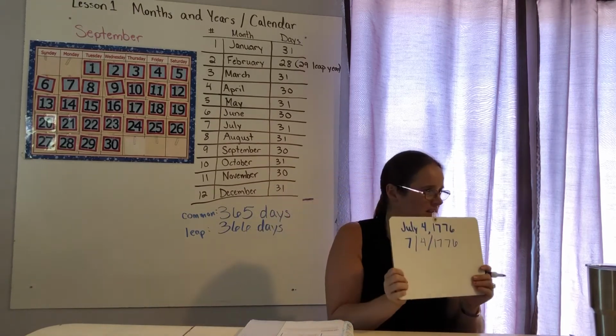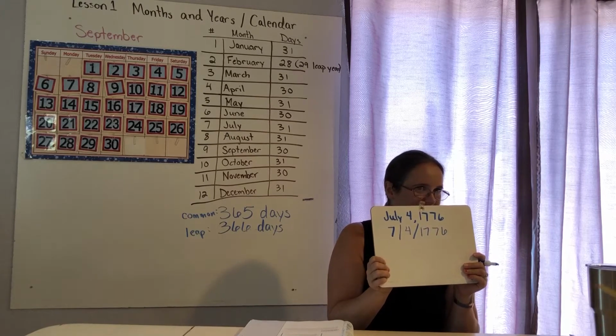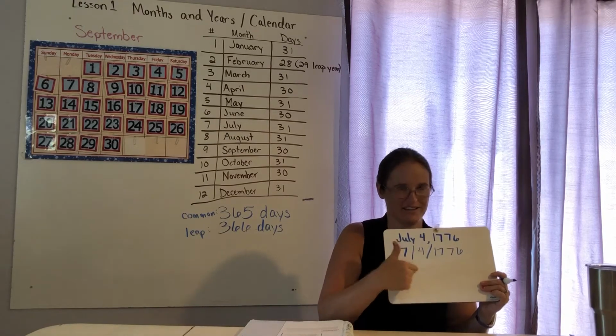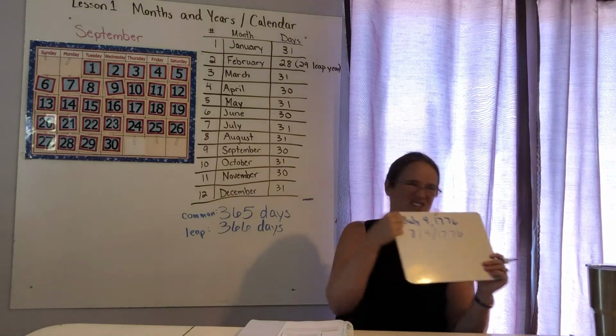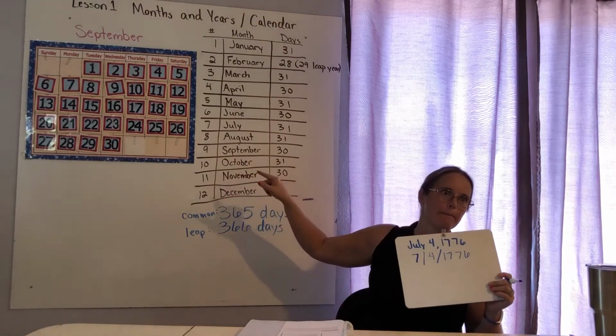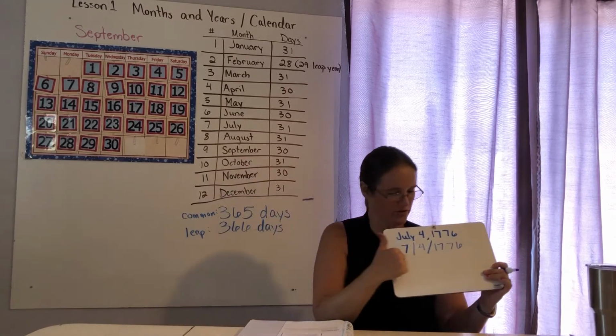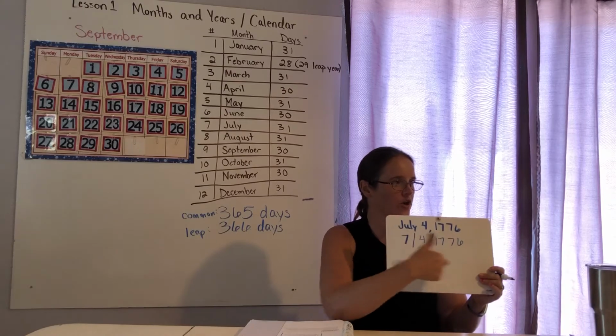Which way do you think is easier? The number way, right? Because sometimes July is not a very long month, but sometimes you have to spell out November or September. That's a lot of letters. So this is the quick way.